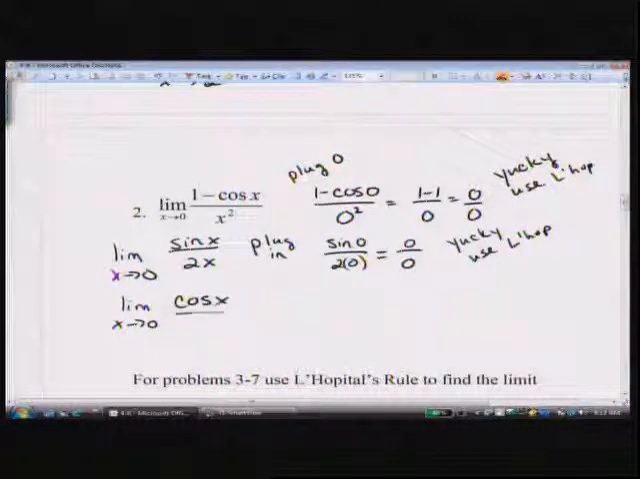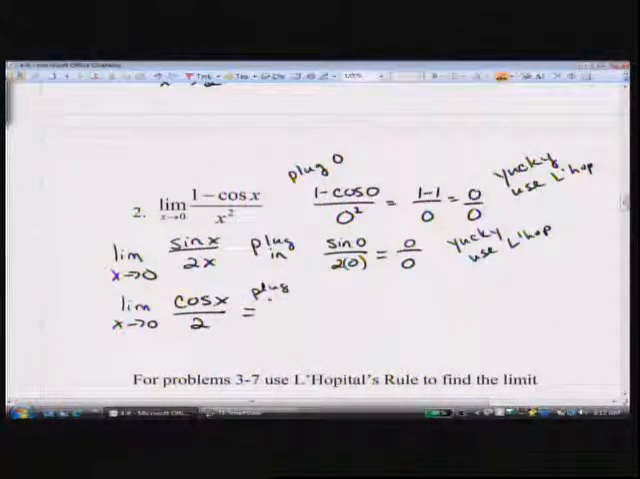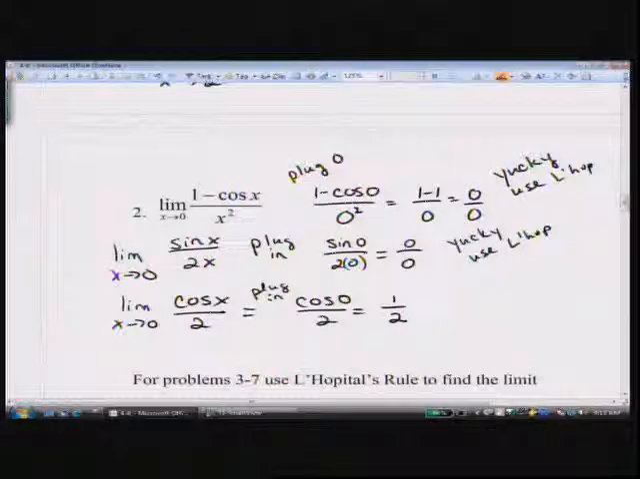Cosine x over the derivative of 2x, which is 2. Now we can plug this in, and we'll get the cosine of 0 over 2, which is 1/2. Okay? And so that is our solution. All right. Now, that was easy, wasn't it?